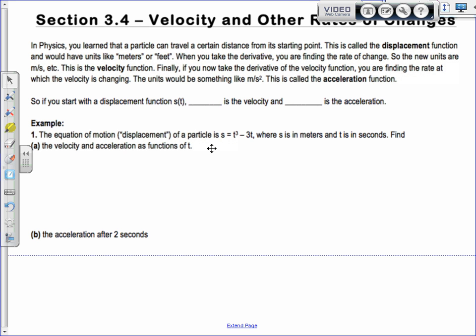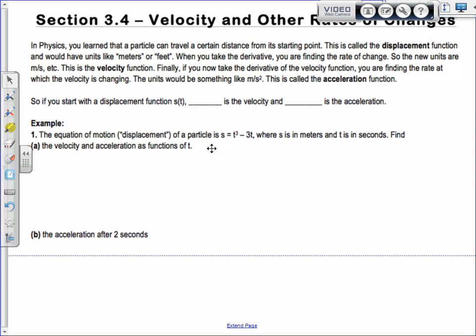So it says in physics, some of you have learned that a particle can travel a certain distance from a starting point. This is called the displacement function. So when you travel from the starting point, you're going to have units like meters or feet. When you take the derivative, you're going to find rates of change.